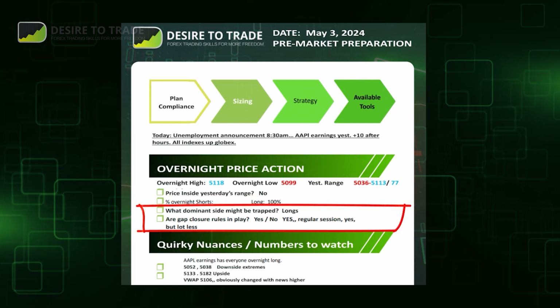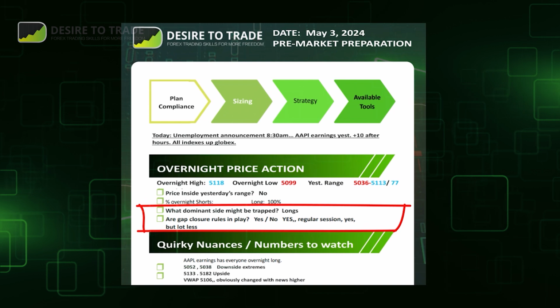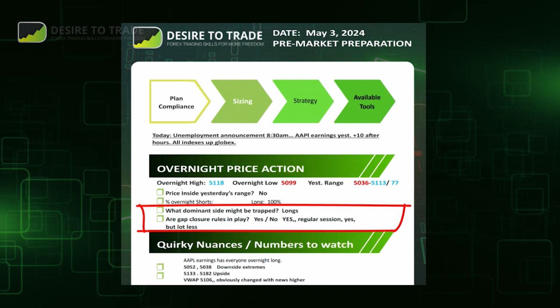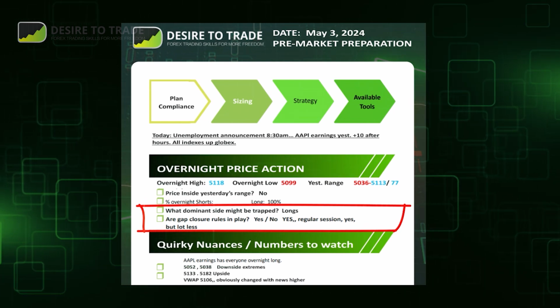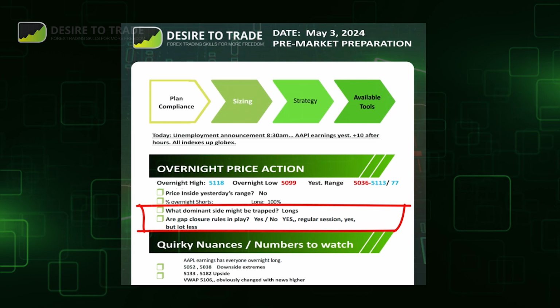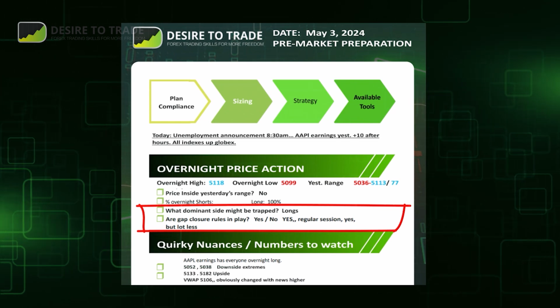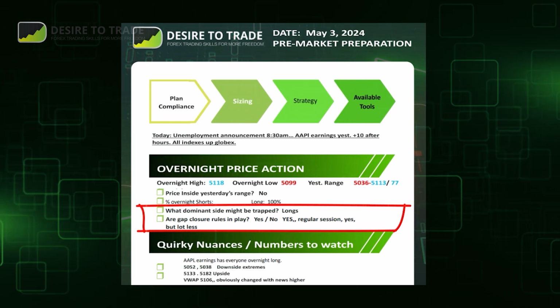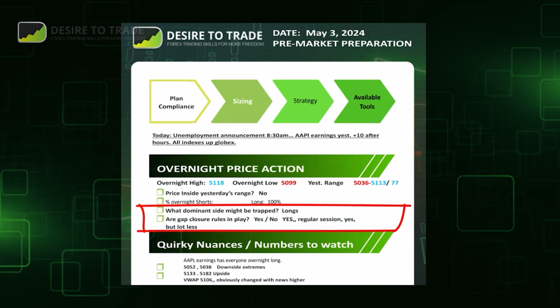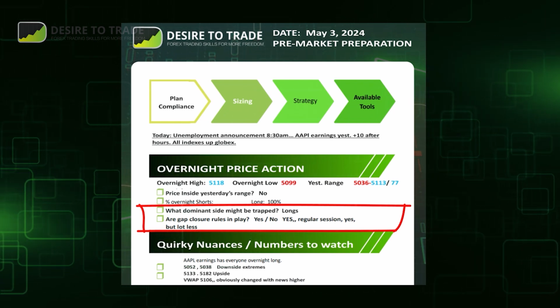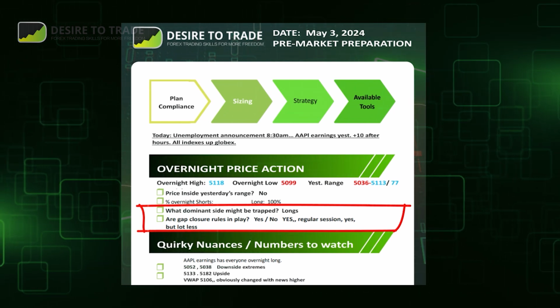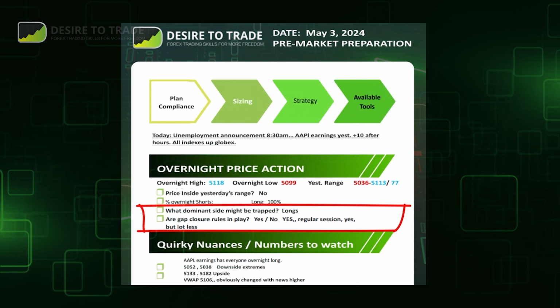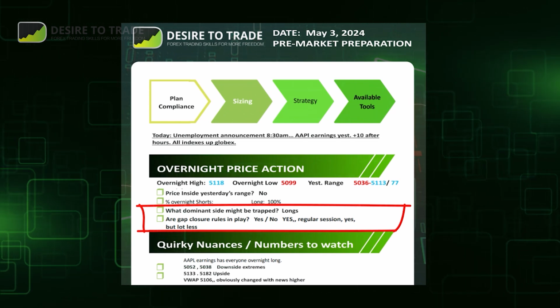What dominant side might be trapped? The longs. Everyone's long, they're piling in. Who's potentially trapped? That's what I want to see. I want to see who's going to panic. If you're long right now and the announcement comes out and the market rips 30 points, they're all happy, they're not trapped. Are gap closure rules in play today?